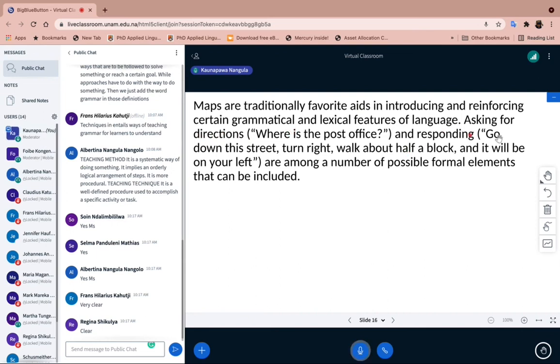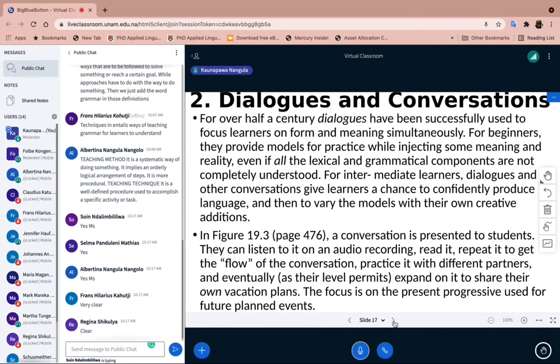So like directions, where is the post office? And then responding, go down this street, then right, walk about half a block. We don't use blocks much. And then it will be on your left, all right? And then are among a number of possible formal elements that can be included. So if you're teaching directions, please use maps, okay? And we'll see also the objectives and competencies of grammar that we need to incorporate in our lessons. Next, we are talking about dialogues.